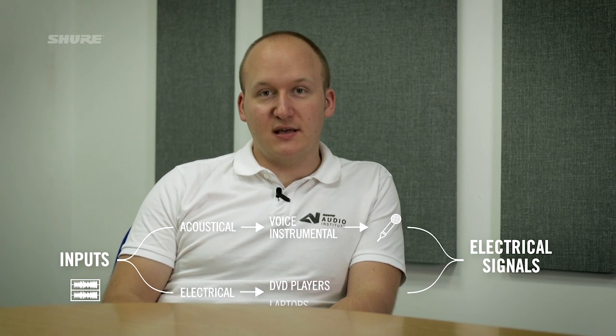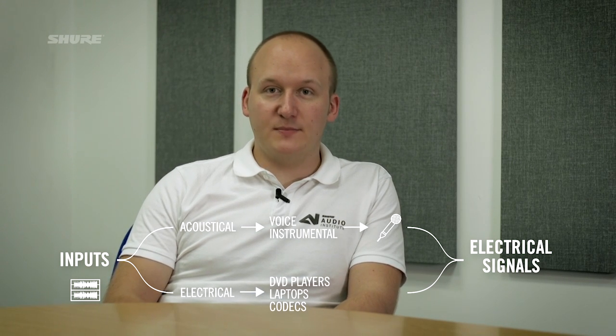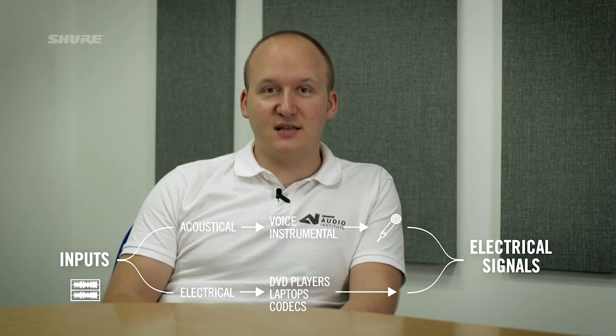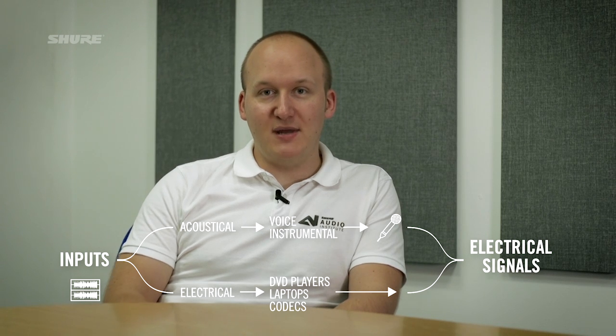Those are inputs, processing, amplification, and loudspeakers. For our input sources, we have acoustical inputs and electrical inputs. Acoustical inputs are traditionally voice and instruments, and are typically picked up by microphones to convert that acoustic energy into electrical signals that we can process downstream. Other input sources are things like DVD players, maybe laptops, video codecs, and because these signals are already electrical when they leave those devices, we don't need to convert them. We can just process those immediately.